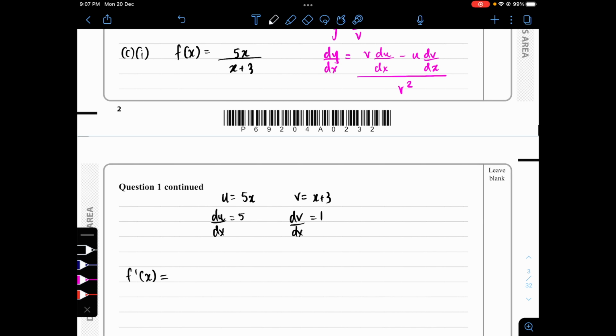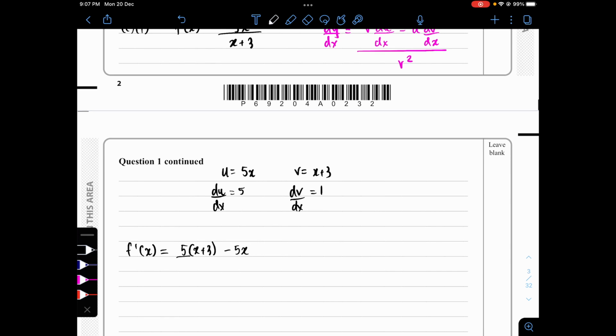differentiation of f(x) will be, so we take the combination: v is x plus 3, times 5, minus u, which is 5x, times 1, all over x plus 3 whole squared. Let's simplify this, so that'll be 5x plus 15 minus 5x over x plus 3 whole squared.